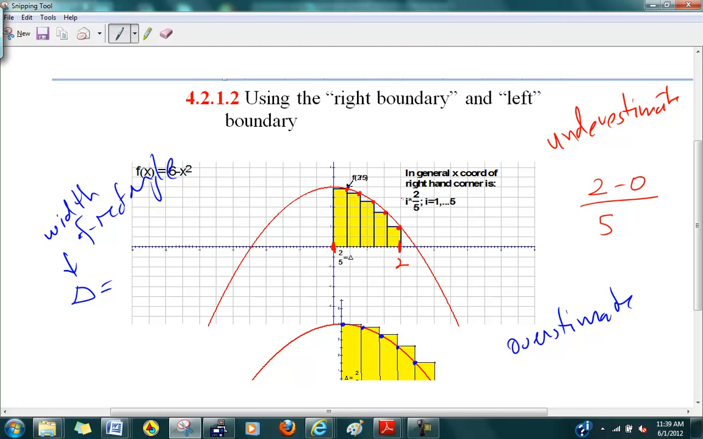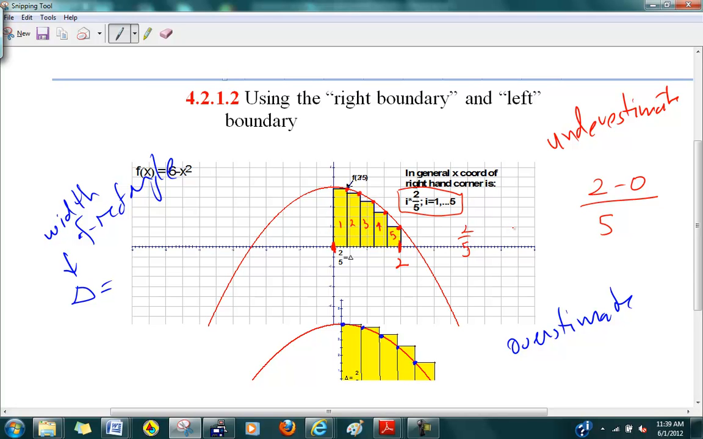All right. Now, to try and explain this to you, this is really crucial. I'm looking at the right boundary method. So if I look at the rectangles, they are numbered 1, 2, 3, 4, and 5. Those are your 5 rectangles. If I look at the x-coordinate of those rectangles, do you all agree that the x-coordinate for the first one is going to be 2 over 5? I'm talking about the top right-hand corner. Do you guys agree with that? What's the next one going to be?